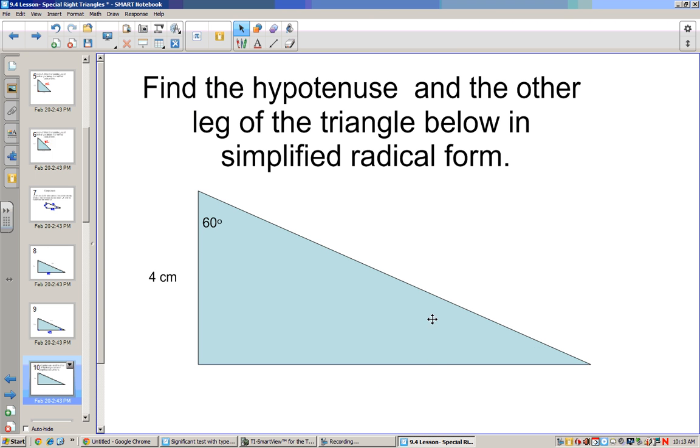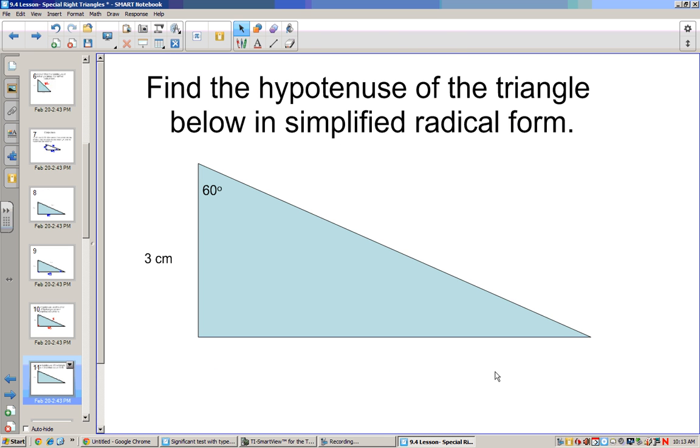Now we could do the whole thing just from one side. If we knew this side was 4, I would multiply by 2 to get the hypotenuse, multiply by the square root of 3 to get the third length. All right, hopefully you can do this one. Take 3 times 2 to get your hypotenuse, 3 times the square root of 3 to get your third side. And again, if you have your short side, you multiply by 2 to get the hypotenuse, multiply by the square root of 3 to get your third side.